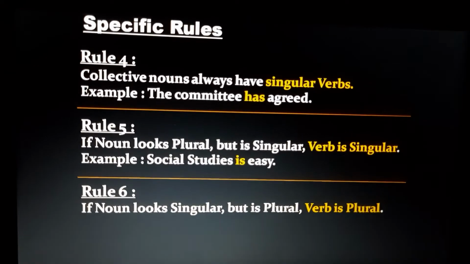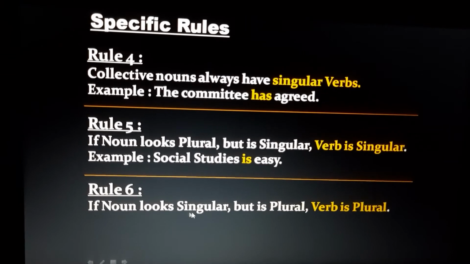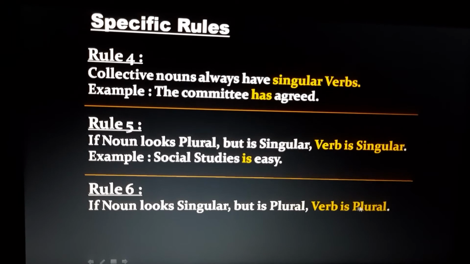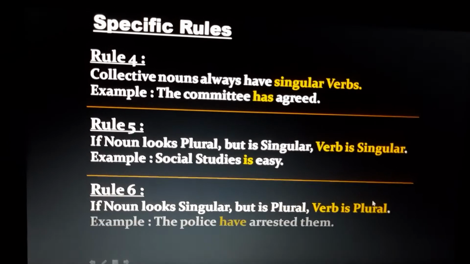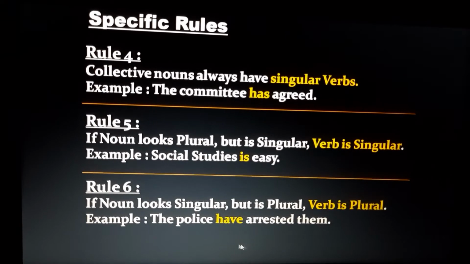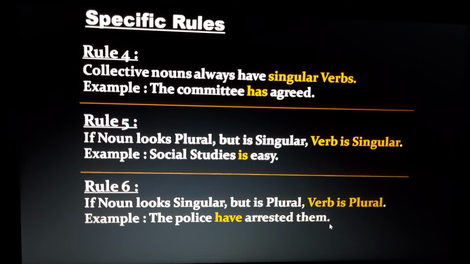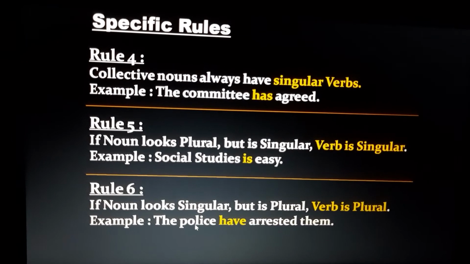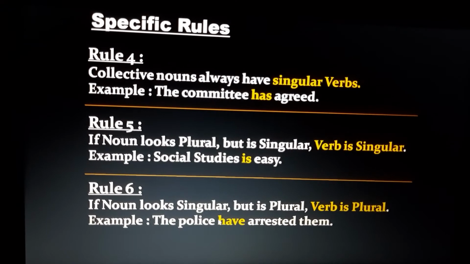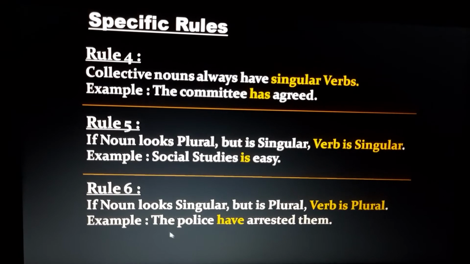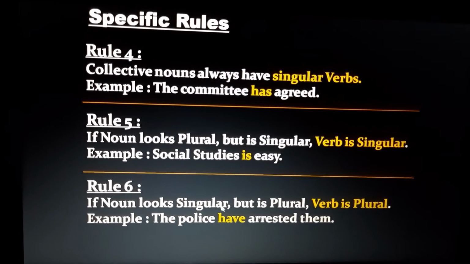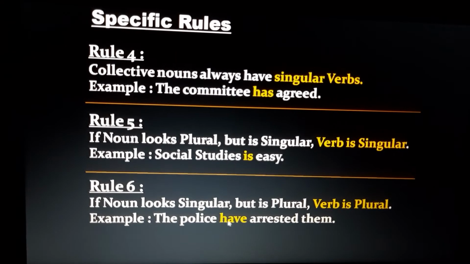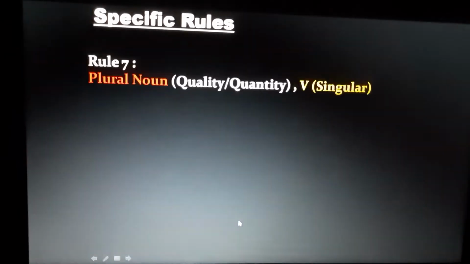Rule number 6. If a noun looks singular but is plural, the verb should be plural. For example, the police have arrested them. Here, the word police looks singular because there is no s, but police is actually plural. That's why the verb we have used here is also plural.